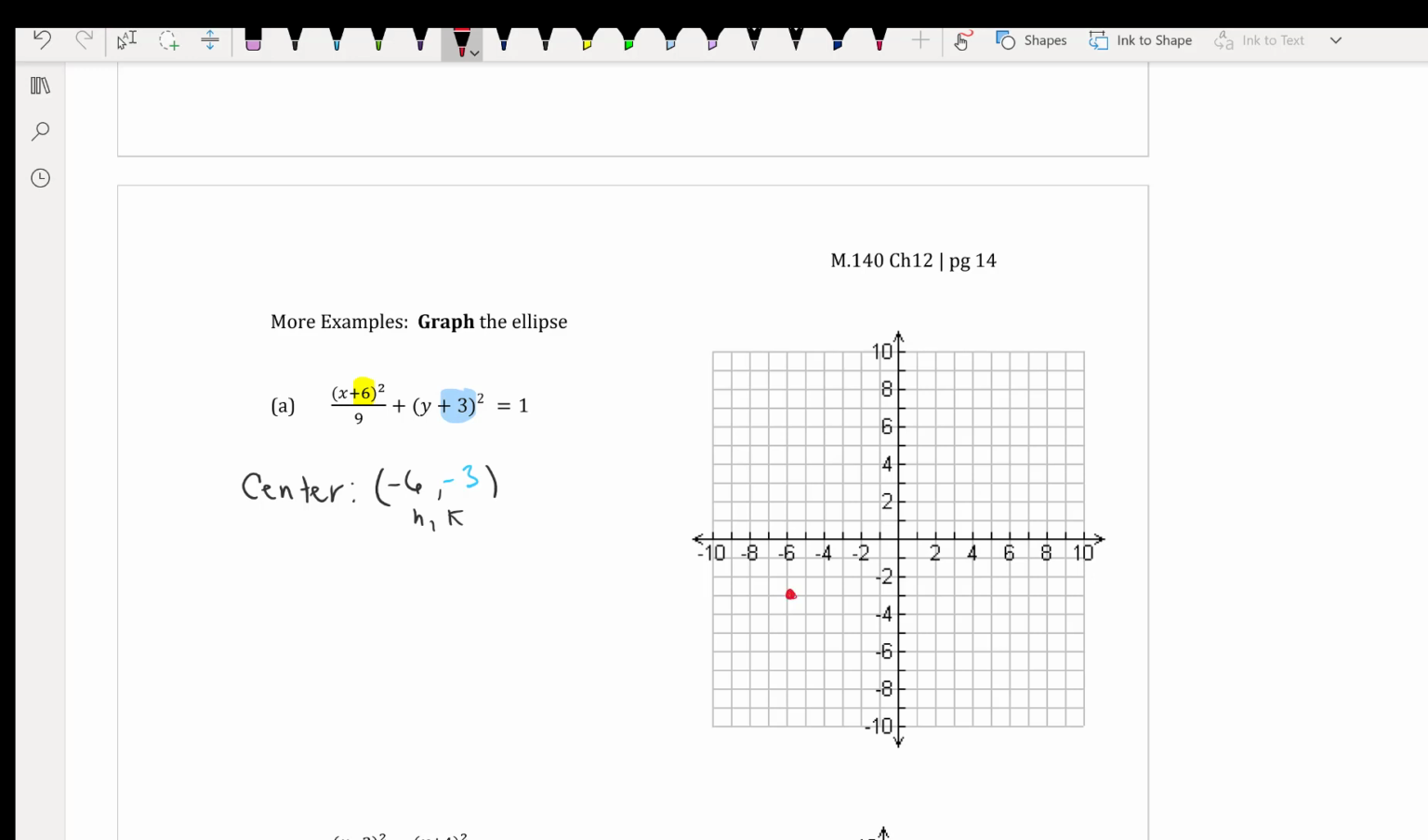Now I'm going to look at the denominator on x. The denominator on x is 9. So I can think of that as my a squared is equal to 9. So my a is equal to 3. So along the x-axis from the center, I'm going to go 3 to the right. I'm also going to go 3 to the left. And now my denominator on the y plus 3, I have a 1 underneath there. So you can think of it as your b squared equal to 1. So your b is equal to 1. So now I have my ellipse.